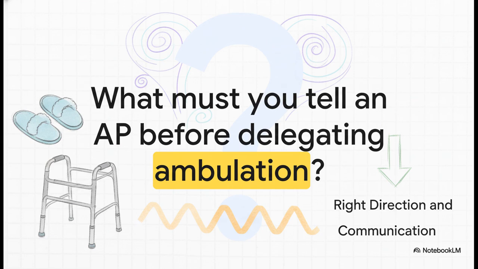Okay, a select all that apply. This is a classic test of right direction in communication. Let's go one by one. Does the AP need to know about the roommate? Nope, irrelevant. How about the slippers and the walker? Absolutely, that's a safety issue. So B and C are in. What about the pain meds? For sure, that could make the patient dizzy or unsteady. That's D. The allergy to codeine? Not directly relevant to the task of walking right now. So the correct answers here are B, C, and D.